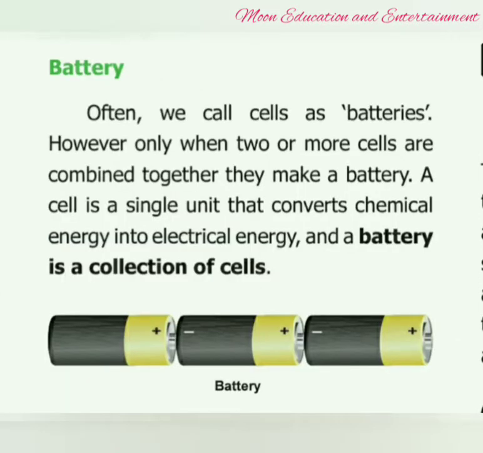What is a battery? Often we call these cells batteries. When two or more cells are combined together, they make a battery. A cell is a single unit that converts chemical energy into electrical energy, and a battery is a collection of cells.